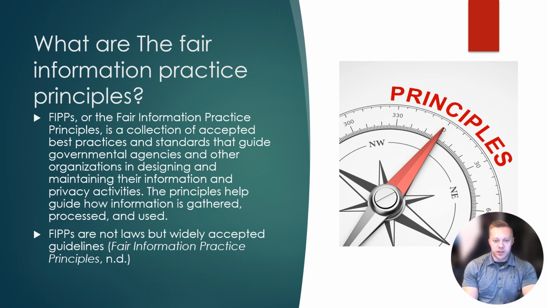FIPPs, or the Fair Information Practice Principles, is a collection of accepted best practices and standards that guide governmental agencies and other organizations in designing and maintaining their information and privacy activities. The principles help guide how information is gathered, processed, and used. FIPPs are not laws, but are widely accepted guidelines. We'll talk about that a little bit later.